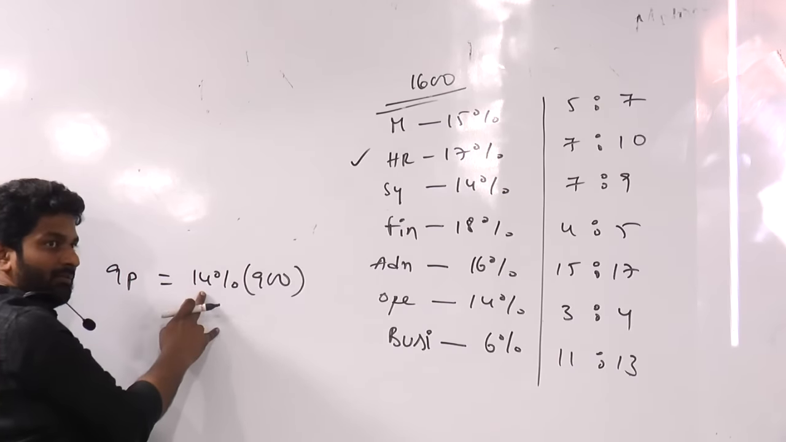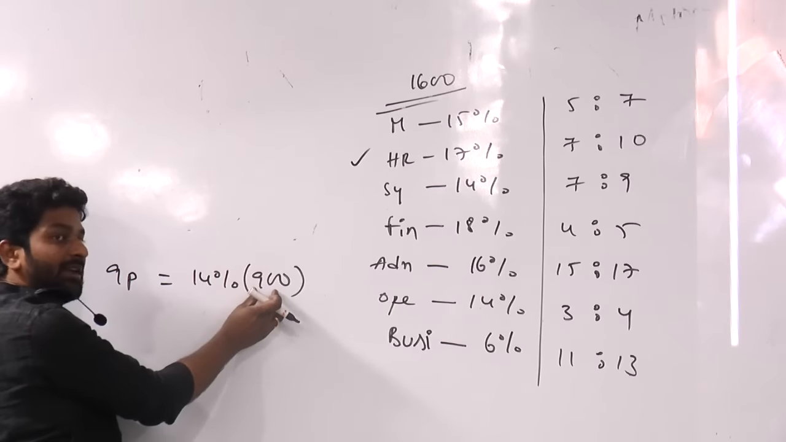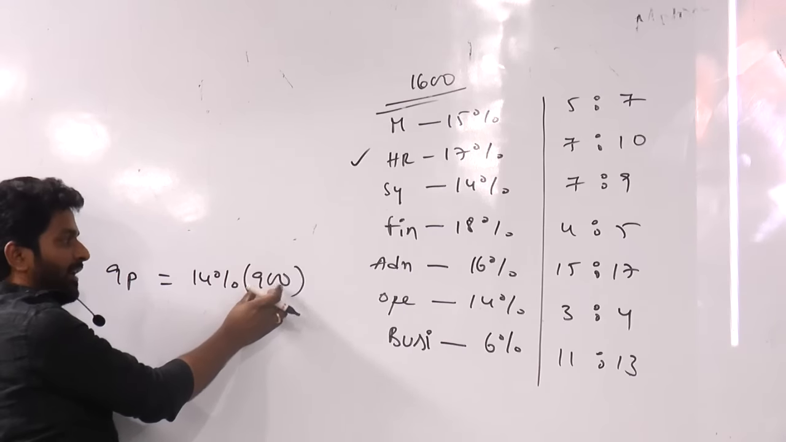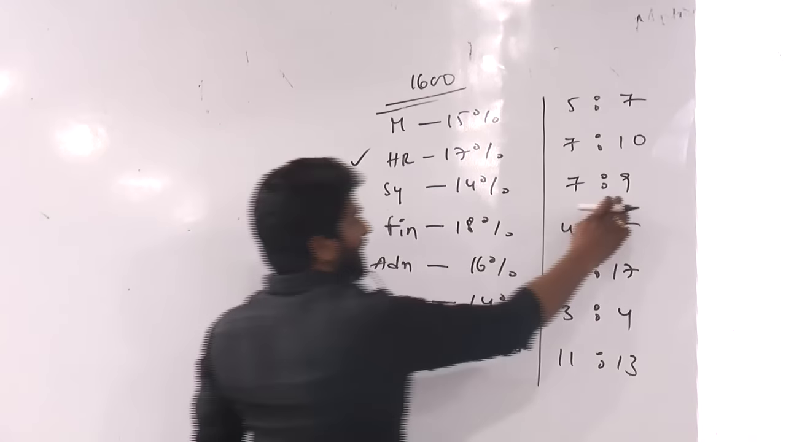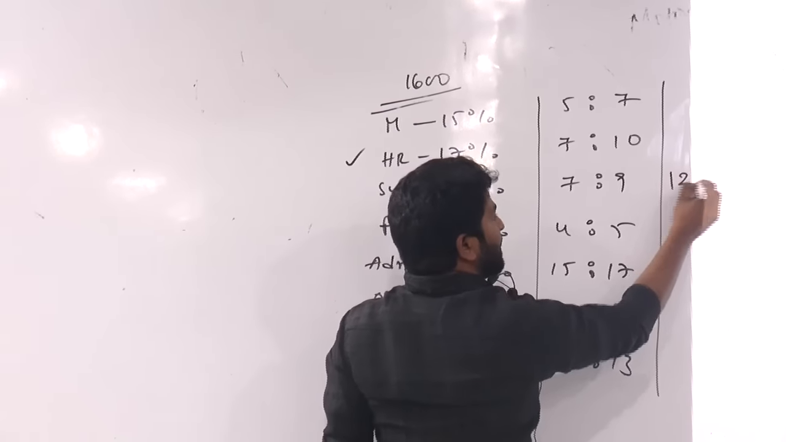900% of 14 or 14% of this, whatever it is. 10% is 90, 1% is 9, 4% is 9 times 4, 36. 90 plus 36 is 126. So these candidates are 126.